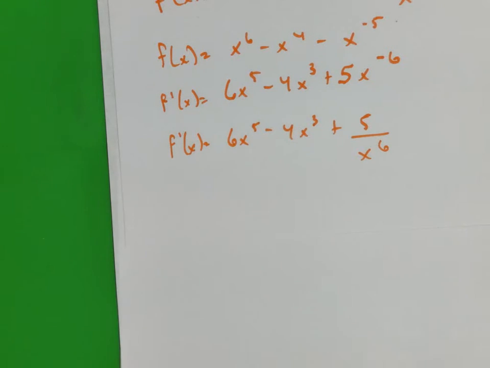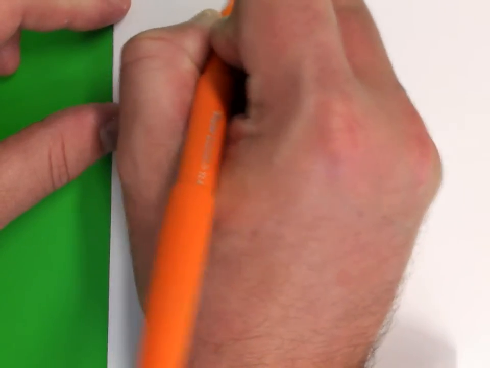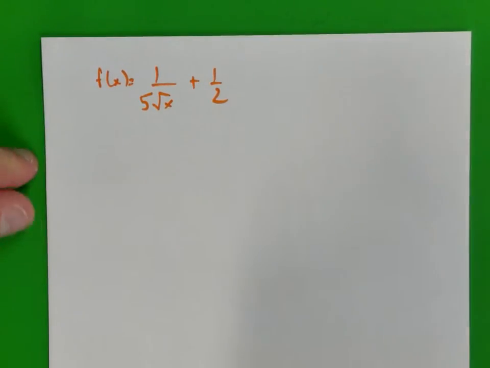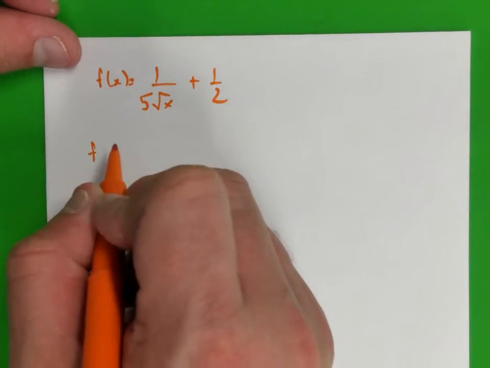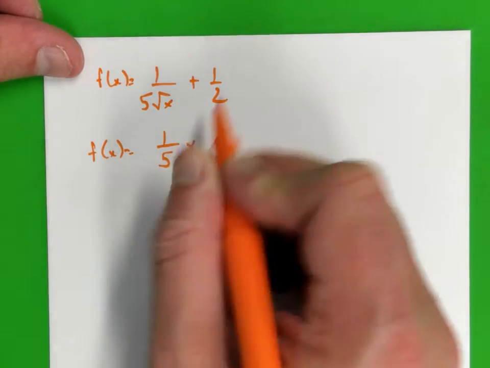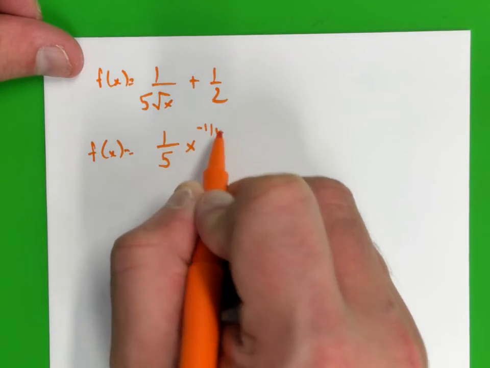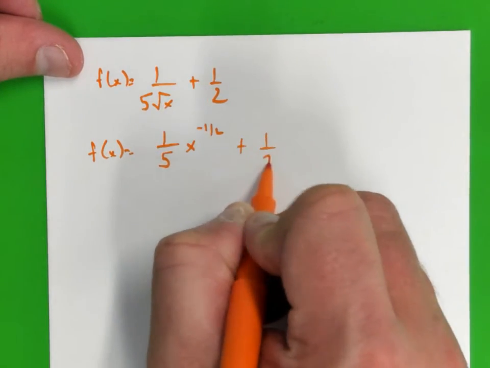Okay, let's look at this one. Do I need to rewrite any of those? Which one, first or second term? Okay, how can I rewrite them? 1/5 times x to the what? 1/2 or negative 1/2? Negative 1/2 because it was in the denominator.